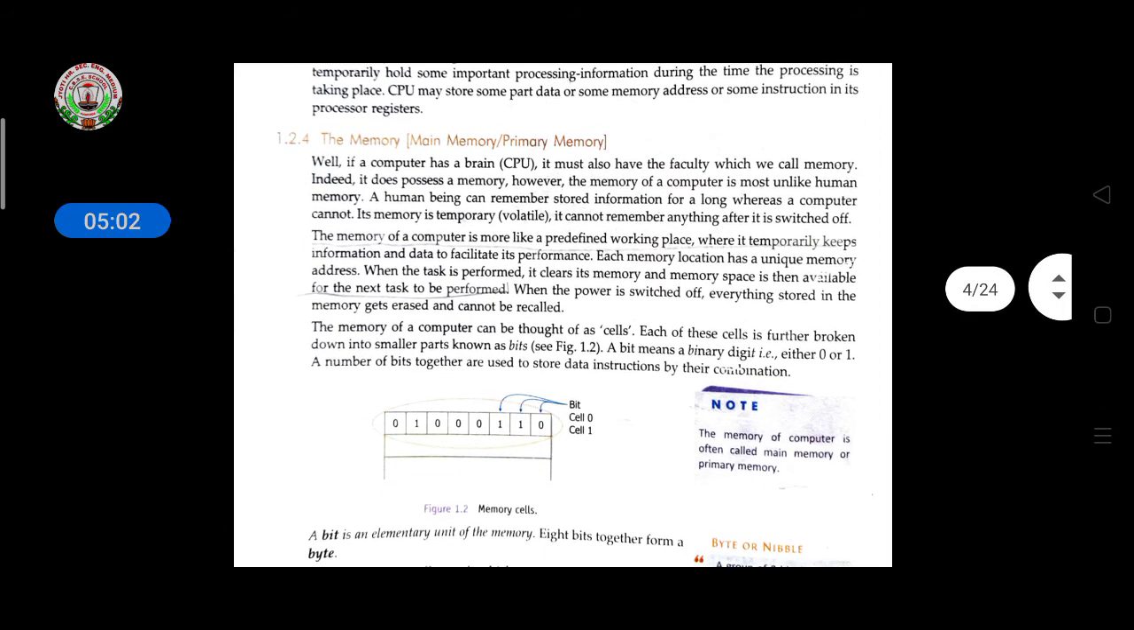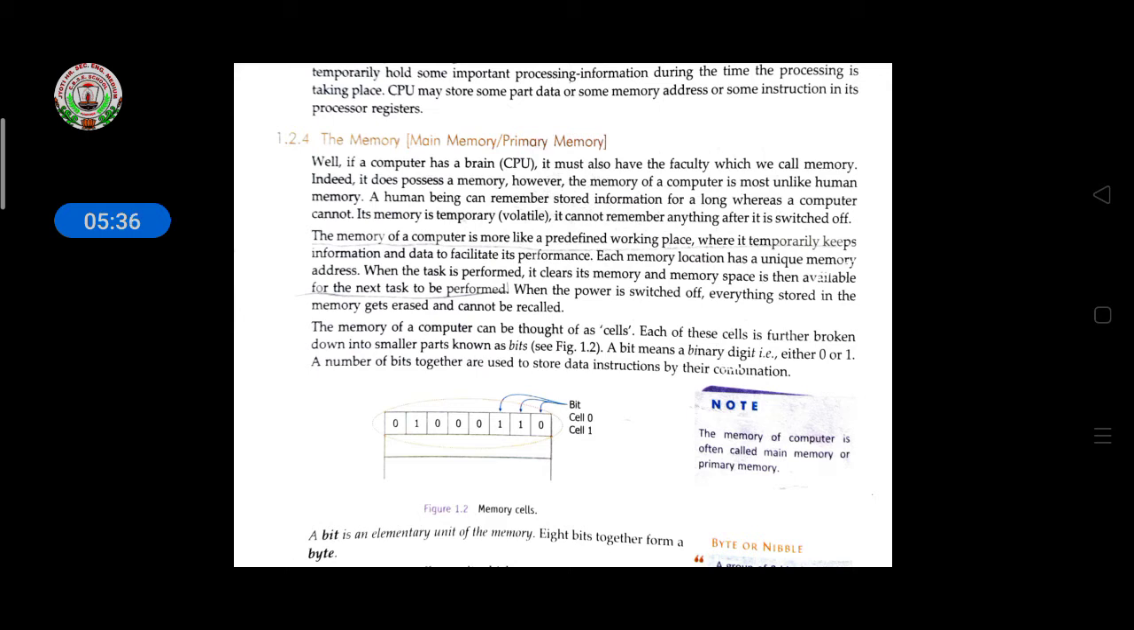Then the main memory, or primary memory. If a computer has a brain, the CPU, it must have the faculty which we call memory. Indeed, it does not process, but it has memory. However, the memory of a computer is most unlike human memory. A human being can remember and store information for a long time, whereas the computer cannot. Its memory is temporary. It cannot remember anything after it is switched off.